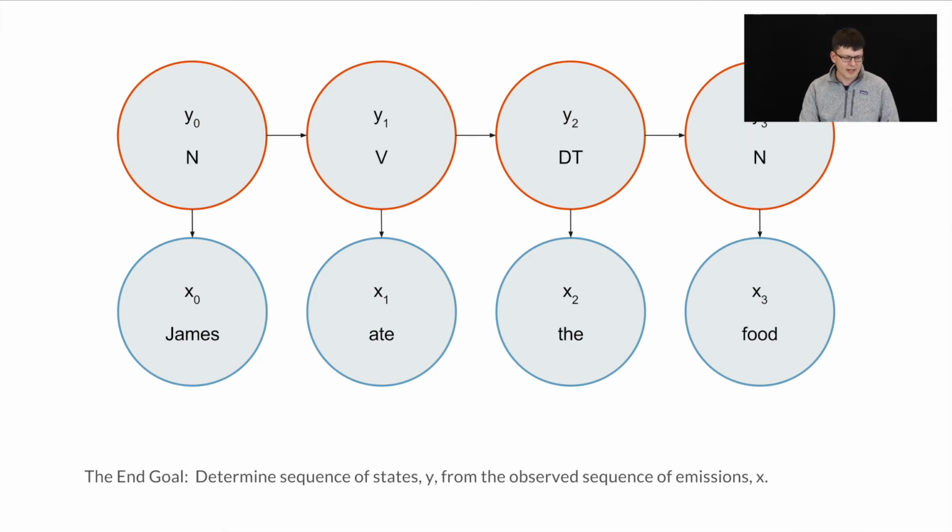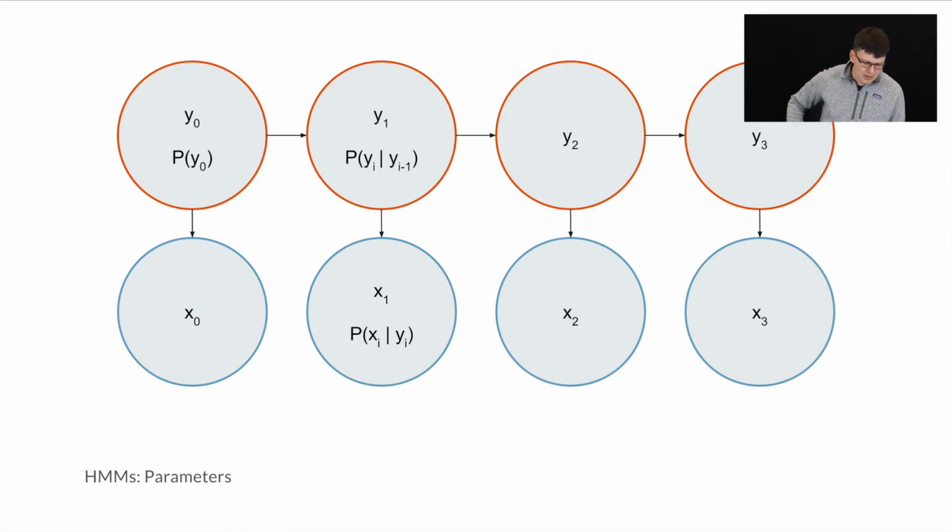All right, and so if we do that correctly, we get noun, verb, determiner, noun, right? So that's the idea. All right, so how do we do this? Our model has the following parameters. The main two parameters are what are called the state transition probabilities and the emission probabilities. So let's talk about them one at a time.